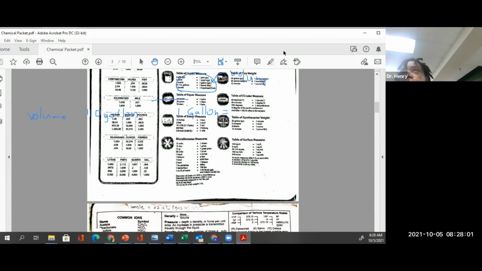Okay, so if I have 1 gallon, come down here to the bottom of the table here. Let's see, 1 gallon, that's going to equal 3.785 liters. So 1 gallon is going to equal 3.785 liters. And we know that 1 mile is going to equal 1.609 kilometers.